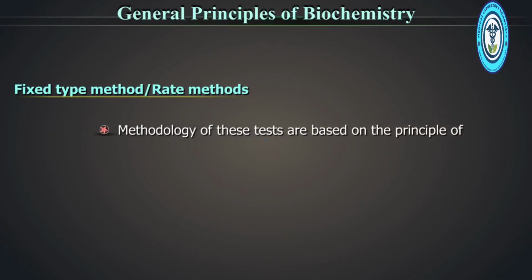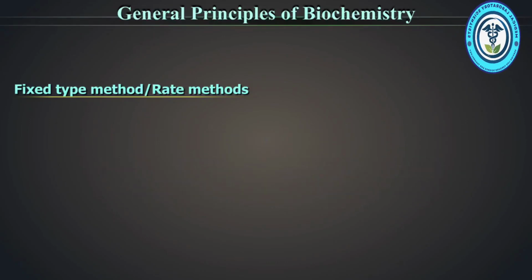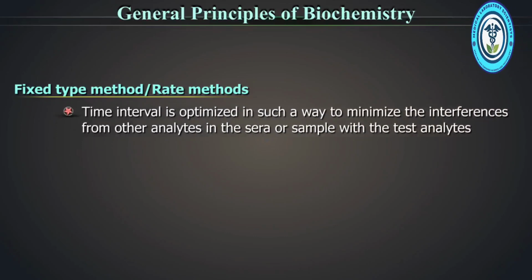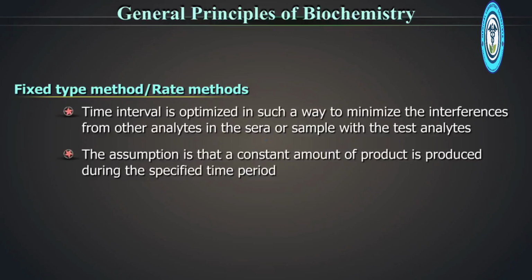Fixed time methods, or rate methods. The methodology of these tests is based on the principle of difference in absorbance between an initial value and a final value during a specified time interval. The time interval is optimized in such a way as to minimize interference from other analytes in the sera or sample with the test analytes. The assumption is that a constant amount of product is produced during the specified time period.